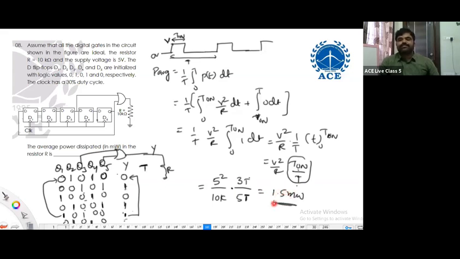So how much do we get here? 1.5 milliwatts. Calculate. T gets cancelled. Substitute and calculate the value. It becomes 1.5 milliwatts. So K is there, forget about that. 5 square is 25. 25 by 5 is 5. 5 times 3 is 15. 15 by 10 is 1.5. Kilo is becoming milli. That's it. 1.5 milliwatts.